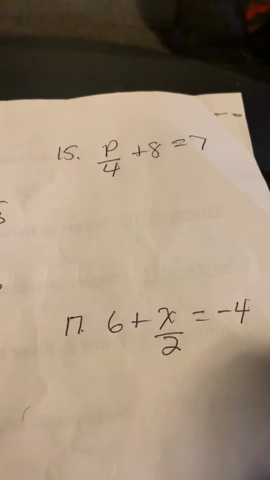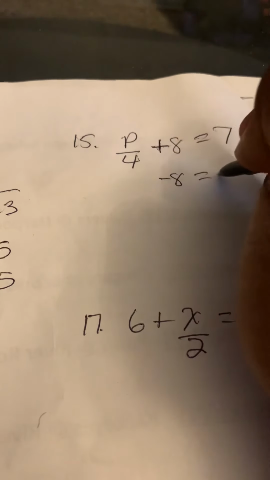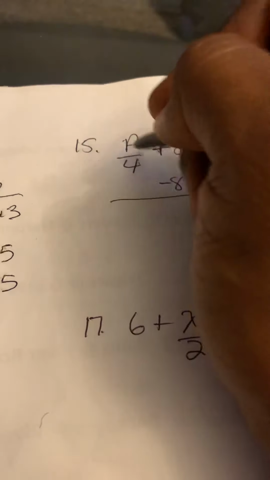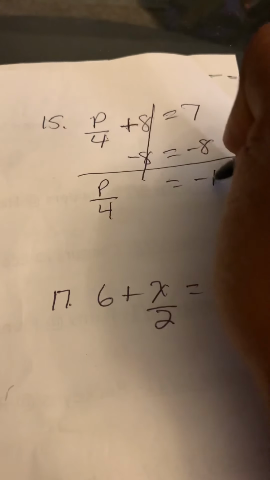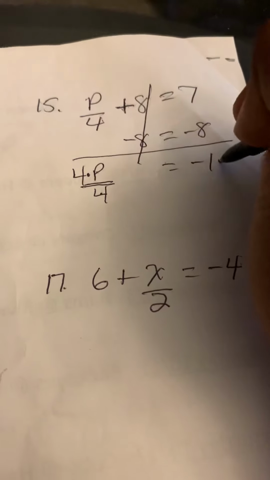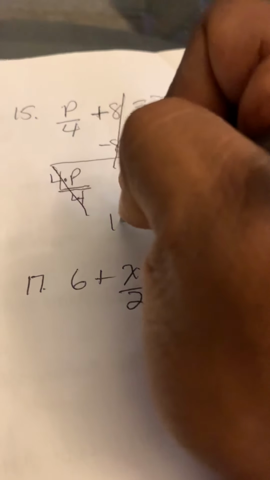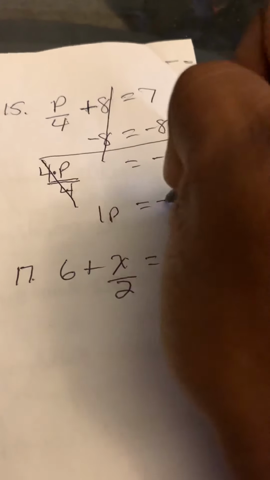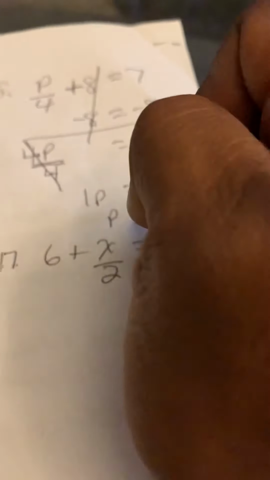Moving on to number 15. This says plus 8, so I know I'm going to do minus 8 on both sides. That's going to leave me with p divided by 4. That's 0 is equal to negative 1. This is p divided by 4. The opposite of divided by 4 is multiplying, so I'm going to multiply this side by 4. Multiply this side by 4. Leaves us with 1p is equal to negative 4. Do I need the 1 there? Nope. So p is equal to negative 4.